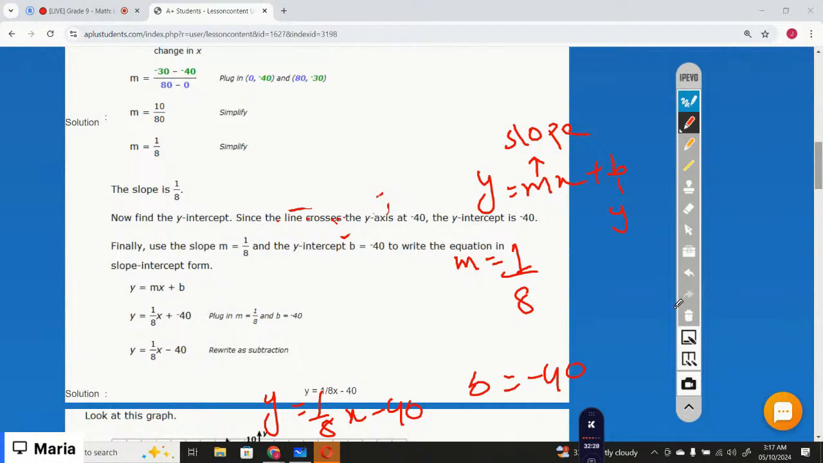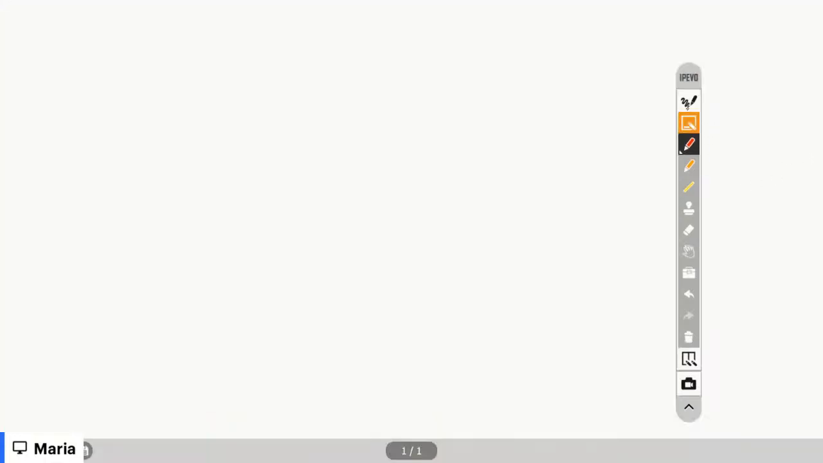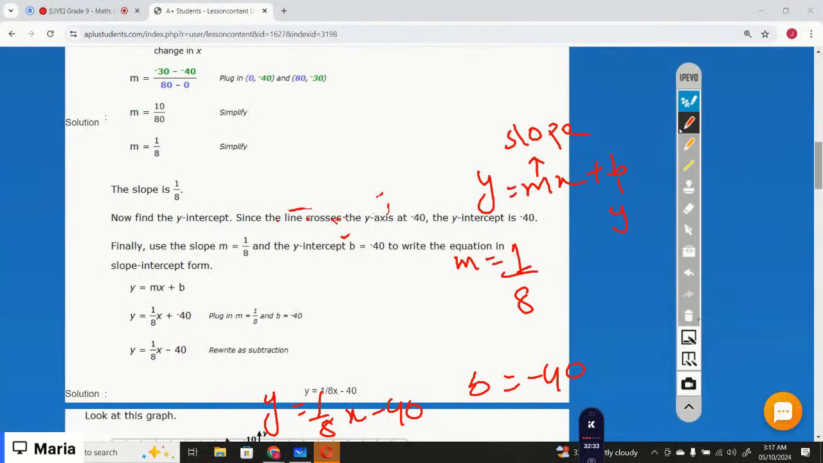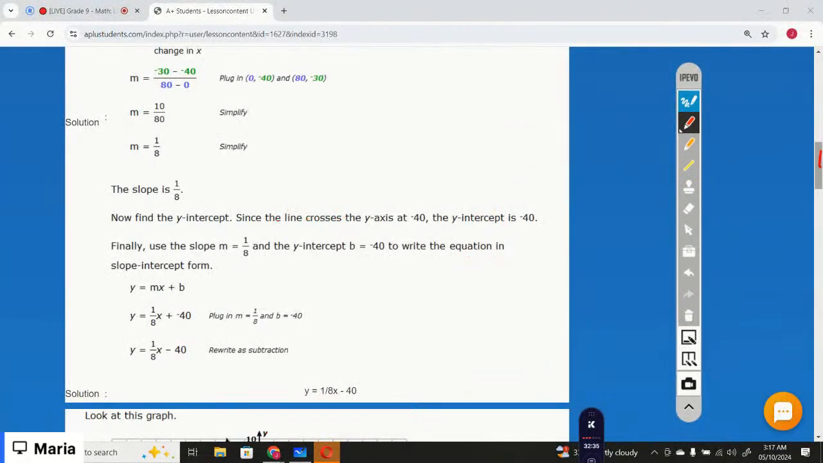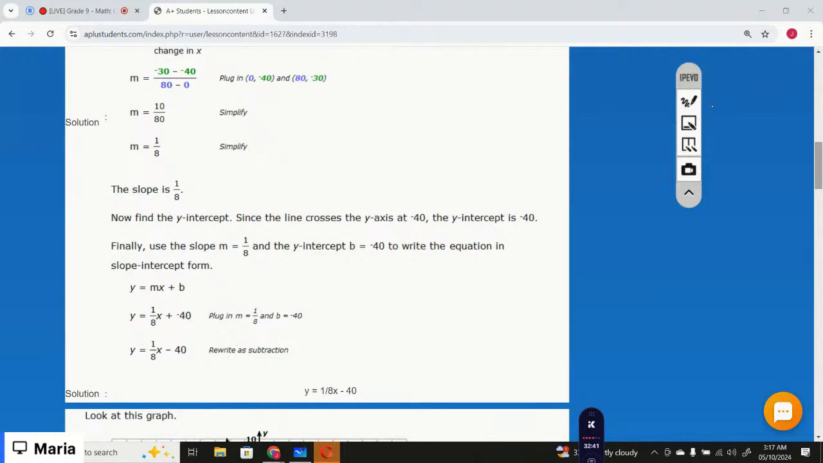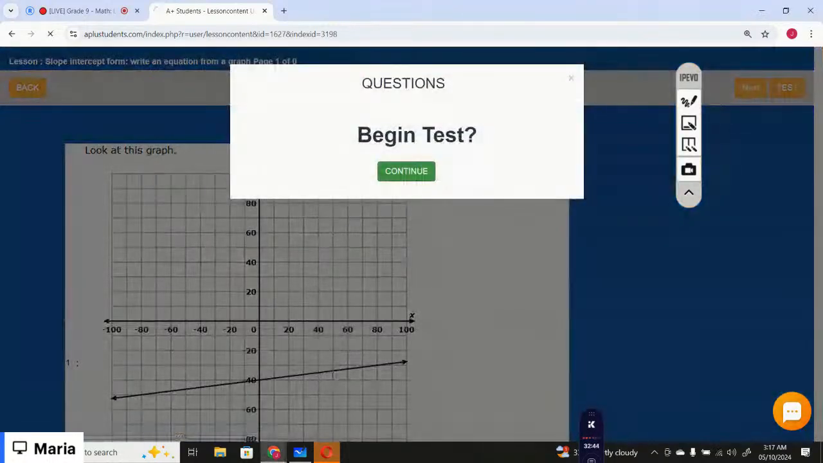Okay, let's just start with the test questions. So basically, whenever you have to write down the equation from the graph, you need two things, the slope and the y-intercept, right? They are very important, the slope and the y-intercept of the graph.